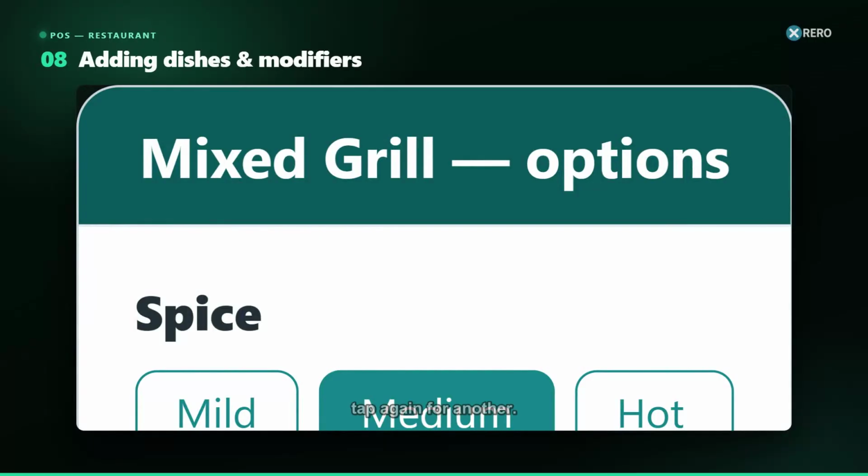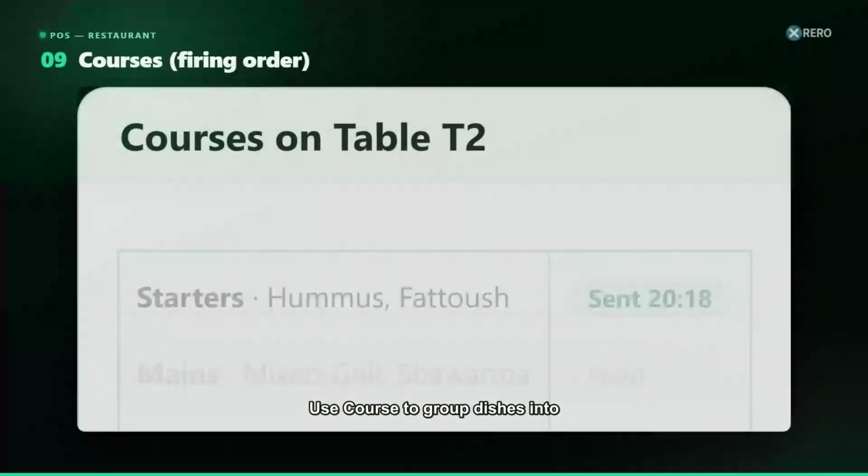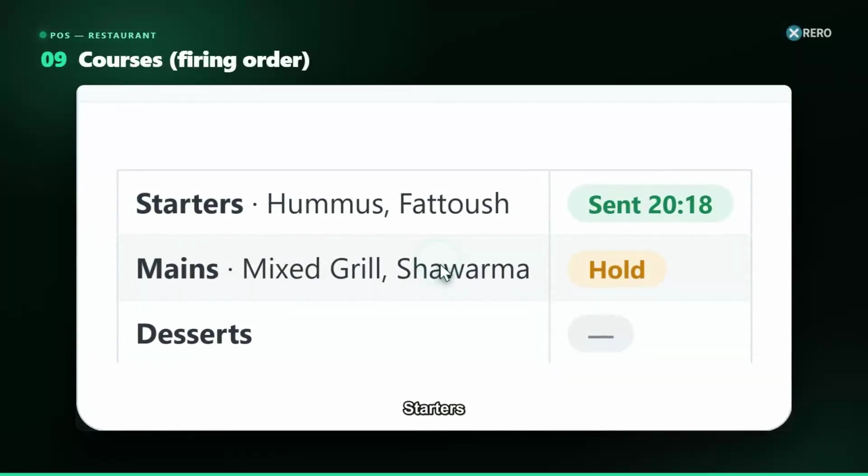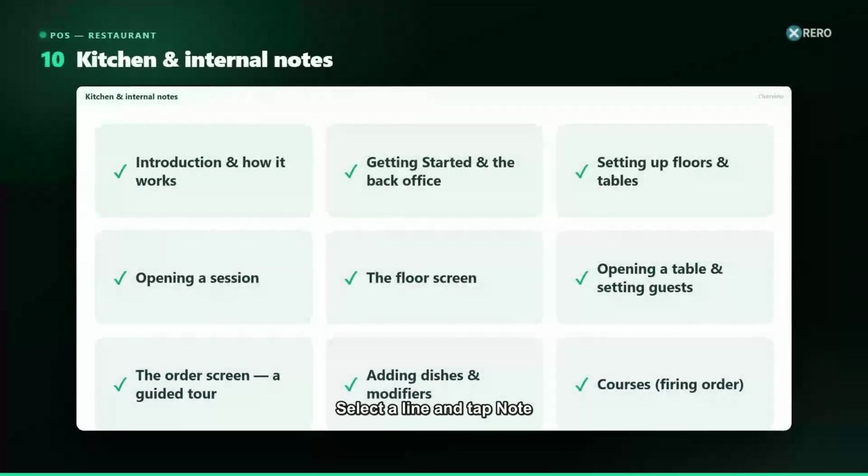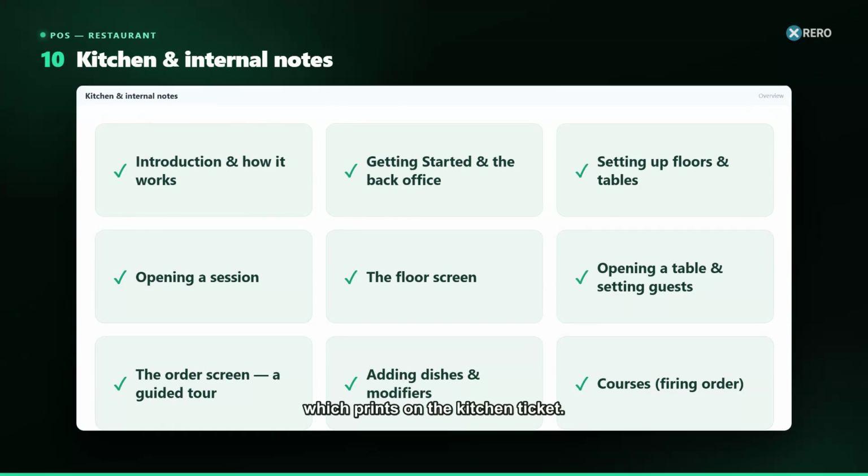Tap again for another. Many dishes have modifiers. Choices the kitchen needs: spice level, side, size, no onions. Use course to group dishes into starters, mains, and desserts so the kitchen fires them in the right order. Starters now, mains when the guests are ready. Select a line and tap Note to add a kitchen instruction: no onions, well done, allergy, nuts, which prints on the kitchen ticket.